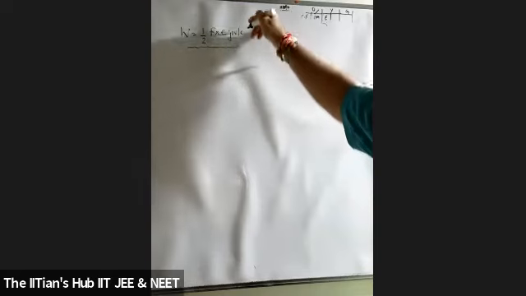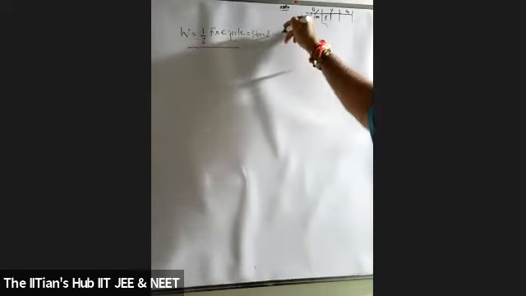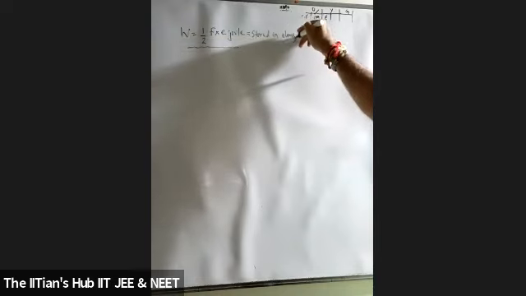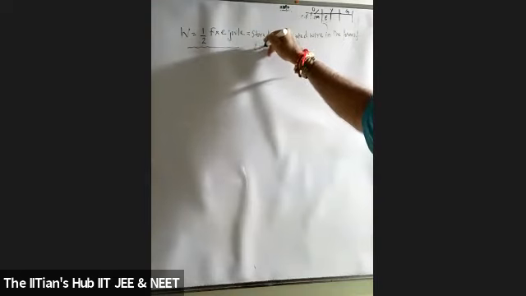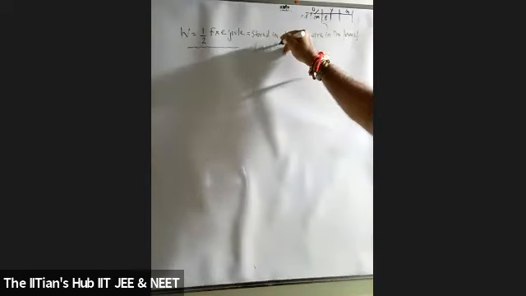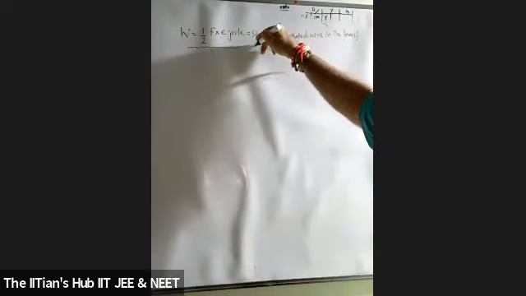This is work done. This work done gets stored in the elongated wire in the form of elastic potential energy. So at times someone asks you, what is elastic potential energy in extension of the wire? Half into stretching force into elongation.